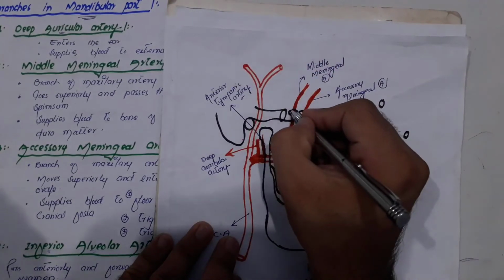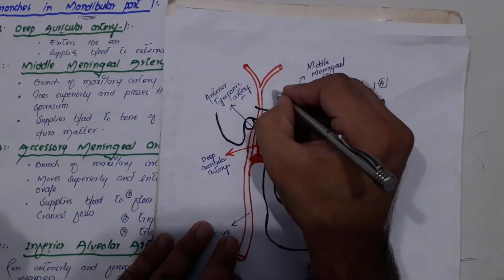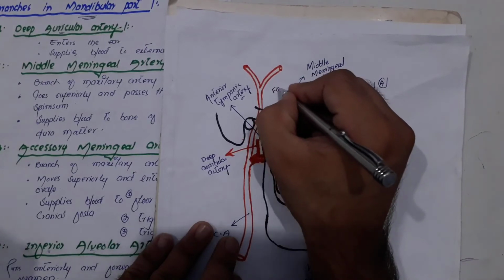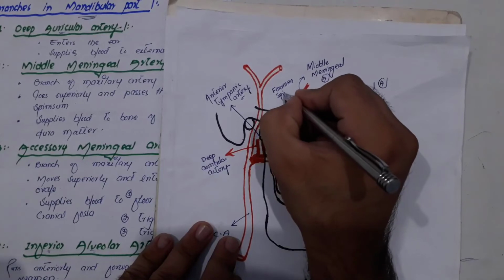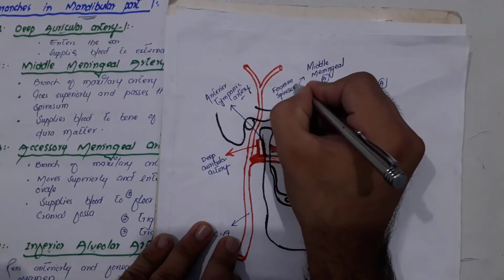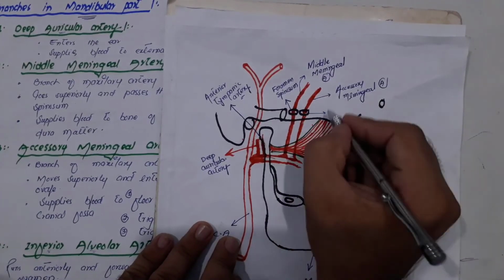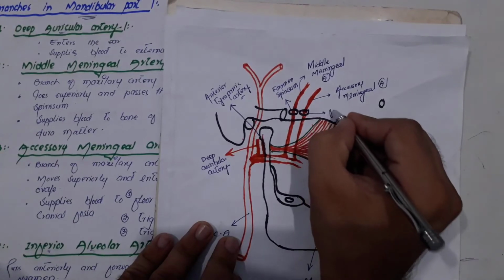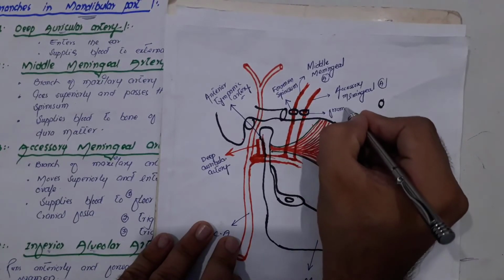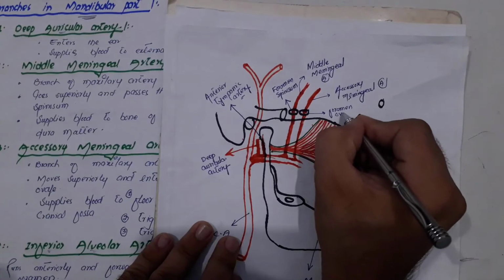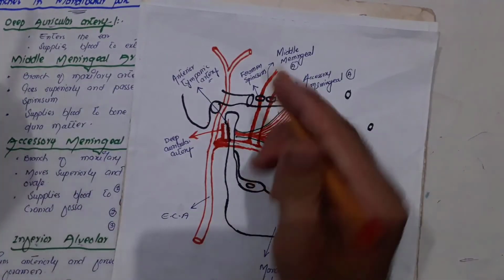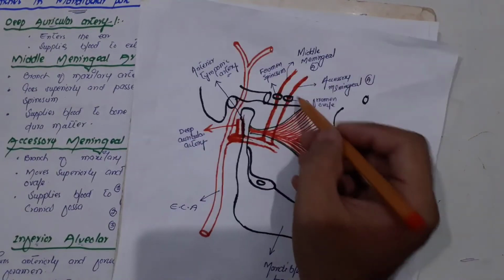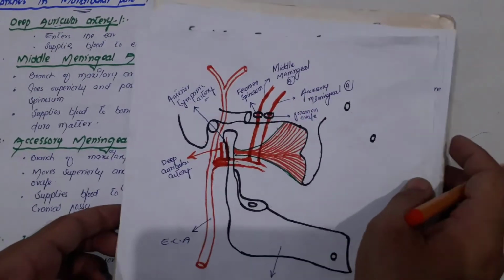Now let's name these. This is for the foramen spinosum, right? Foramen spinosum, right? And this one is the foramen ovale. Foramen ovale, right? Very good. So this was the middle meningeal artery and this is the accessory meningeal artery.